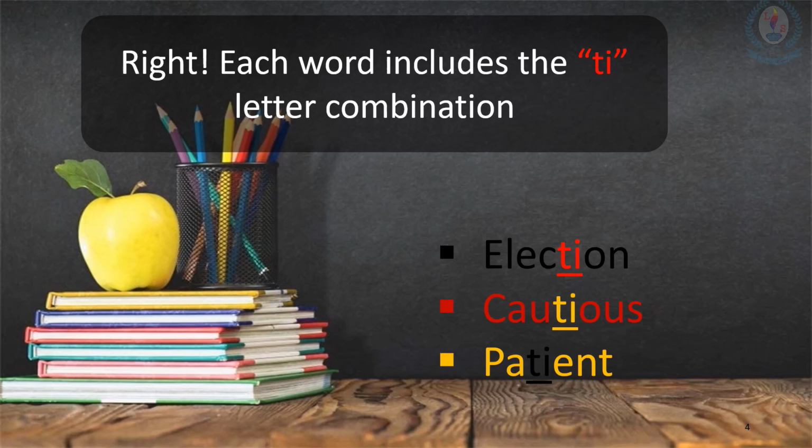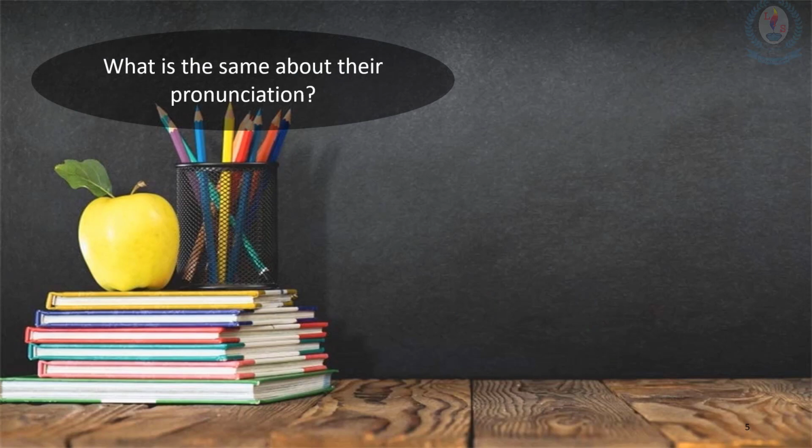Note that in each case, the T of the T-I combination does not produce the T sound. So children, tell me, what is the same about their pronunciation? Each word has a SH sound produced by the TI.